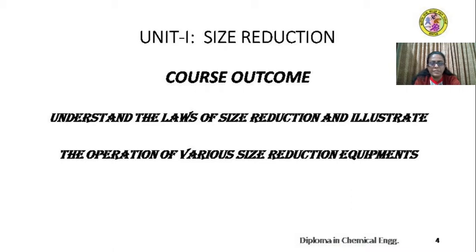So before we recap the important points we discussed, this is the course outcome for studying the first unit. You should be able to understand the laws of size reduction and illustrate the operation of various size reduction equipments. So that is what you are going to attain after finishing this unit. I am repeating the course objective and outcome here today because I don't want you to forget that. Each and every class should be learned with the same objective.